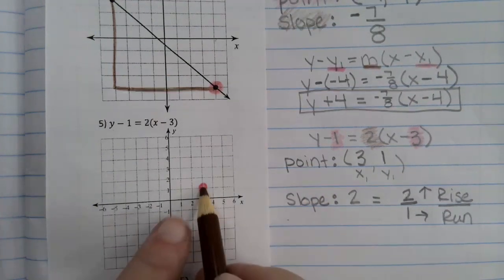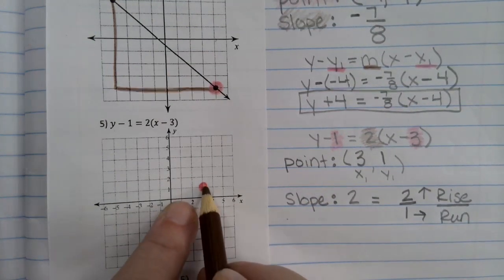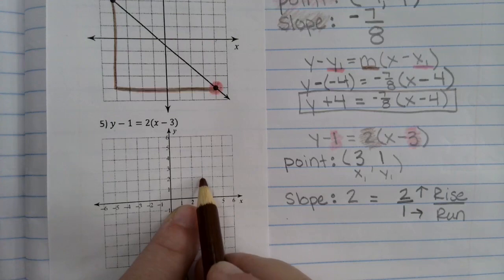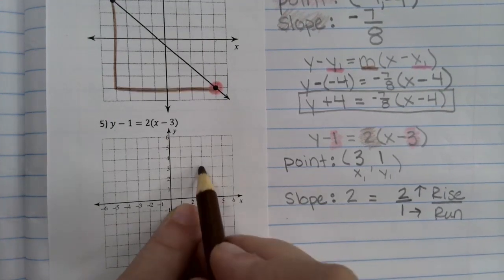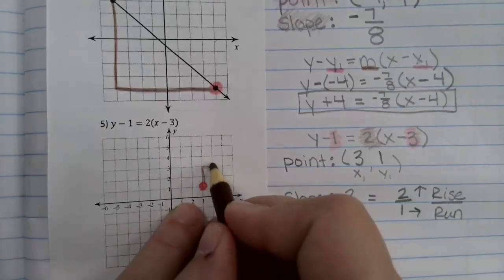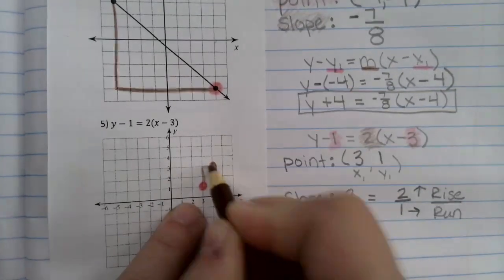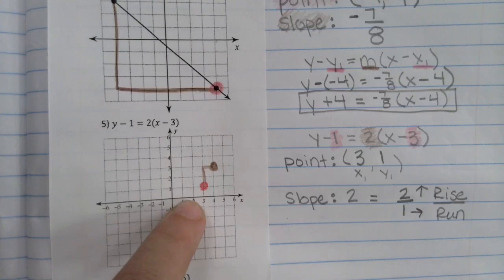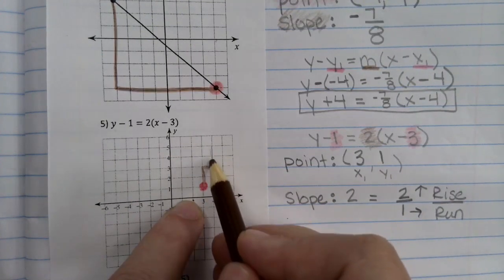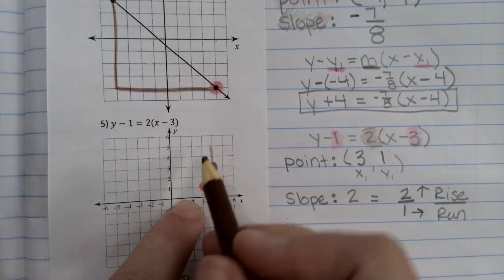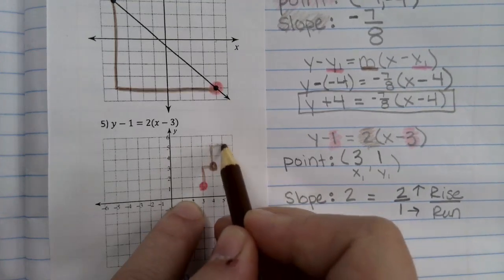So from this point, I start at that pink point. We're going to go up 2 over 1. And we put a new point there. From that point, we can do that again. We can go up 2 over 1.